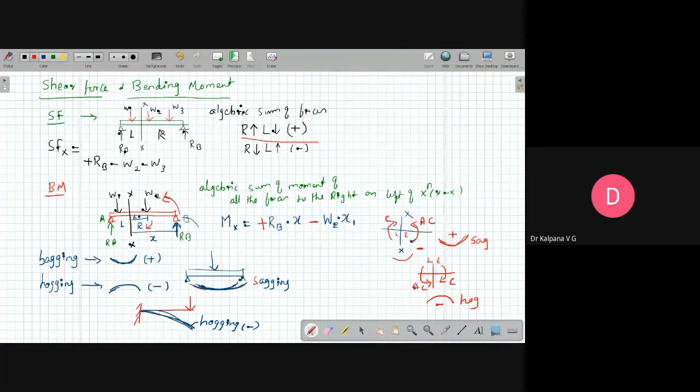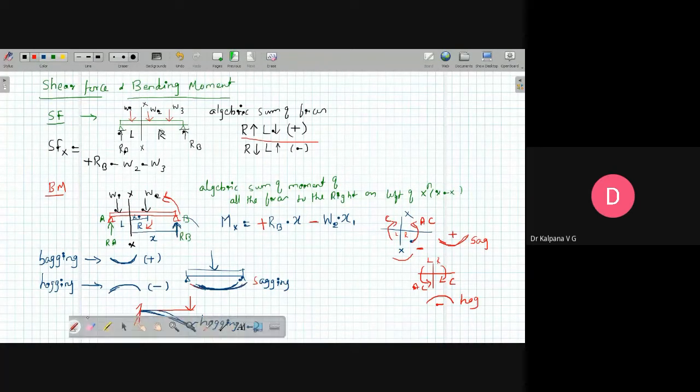We can even change sagging as negative and hogging as positive, but in most cases we always use positive for sagging and negative for hogging bending moment. So this is about the shear force and bending moment.